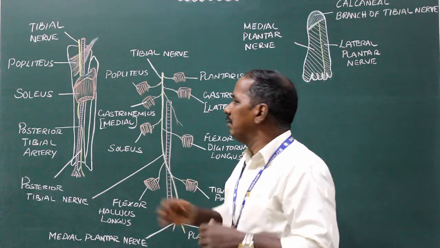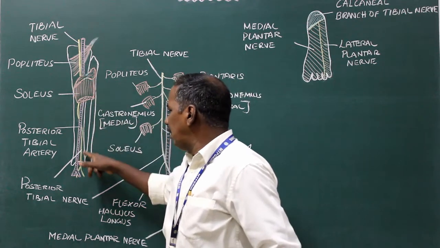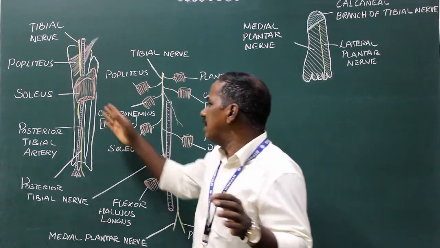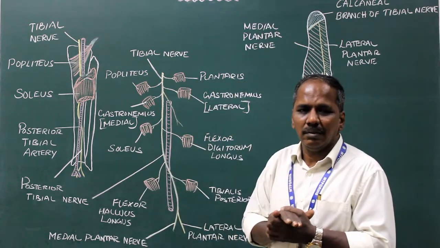Posterior tibial nerve. It is a continuation of the tibial nerve. It is the chief nerve of the posterior compartment of the leg.